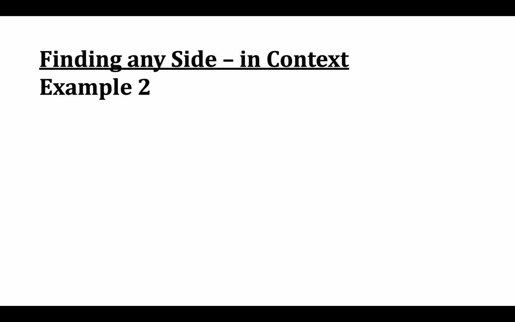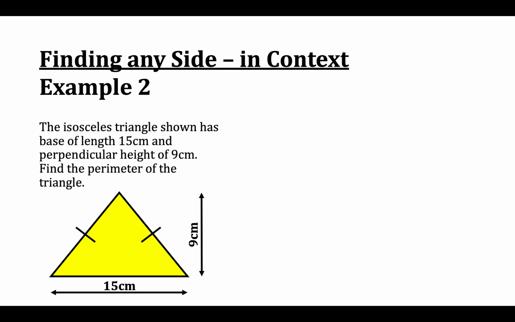Let's have a look at another example, quite a different example now. So the isosceles triangle shown has base of length 15 centimetres and perpendicular height of 9 centimetres. Find the perimeter of the triangle. So at the end of this question, I'm required to give the perimeter of the triangle. So remember, that is the total distance around the outside of a shape.